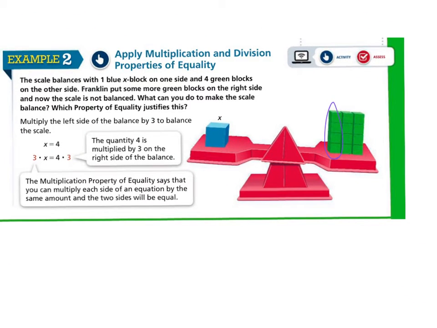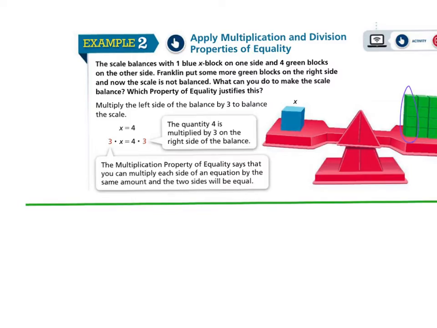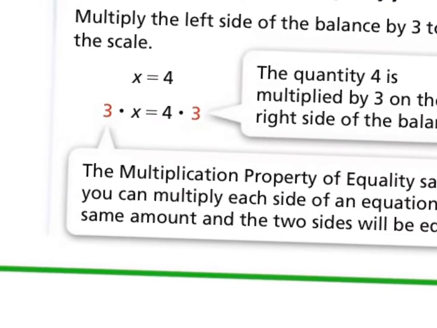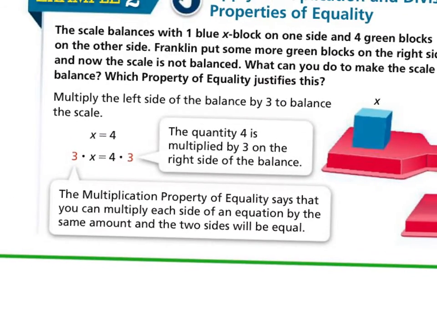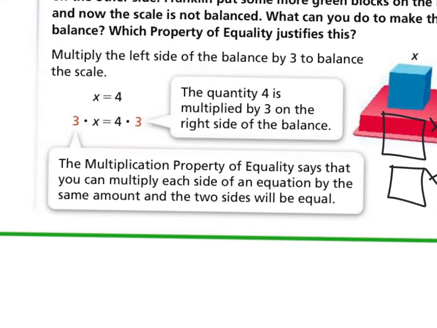what they're saying in the book is, well, we have now 3 columns of 4 blocks, so we have 3 times as many blocks as we had before. So we would need to have 3 times as many blocks on the other side. So if we have x, we would now have to add 2 more x's over here, so we would have to have 3x. So in other words, we multiply one side by 3, we have to multiply the other side by 3, and that would be the multiplication property of equality.